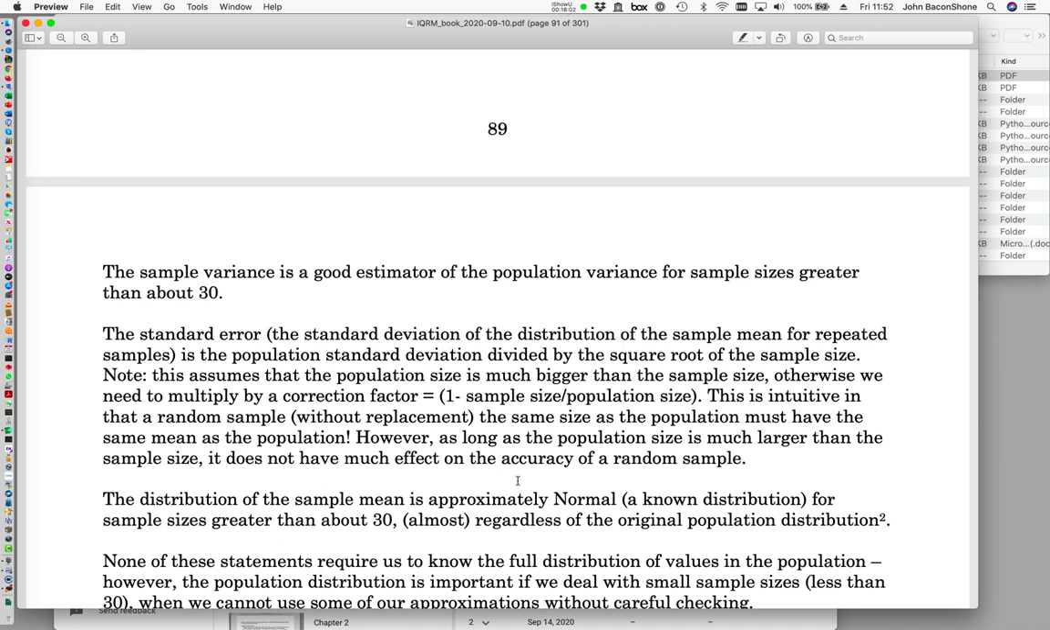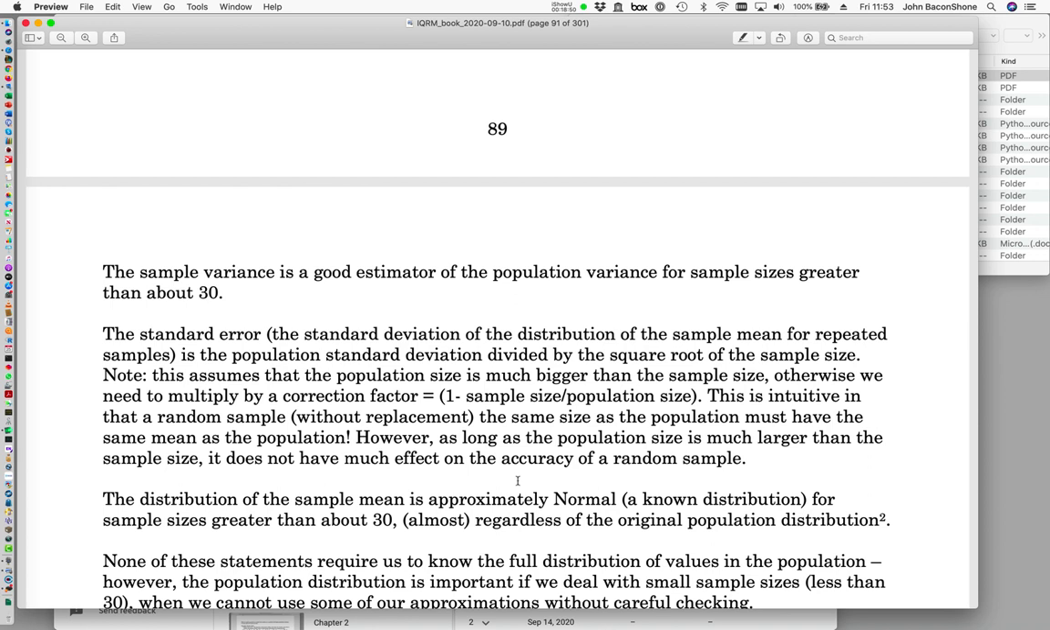Now, I said before we're assuming that the population size is much bigger than the sample size. Otherwise, we need to introduce a correction factor. That correction factor is 1 minus the sample size divided by the population size. So in other words, if the sample size is equal to the population size, the correction factor is 0. There is no variability left. If the sample size is small compared to the population size, the correction factor is very close to 1, so we can ignore this. That's why I said if the sample size is less than 1% of the population size, we can ignore the correction factor, because it means the correction factor is at least 99%.